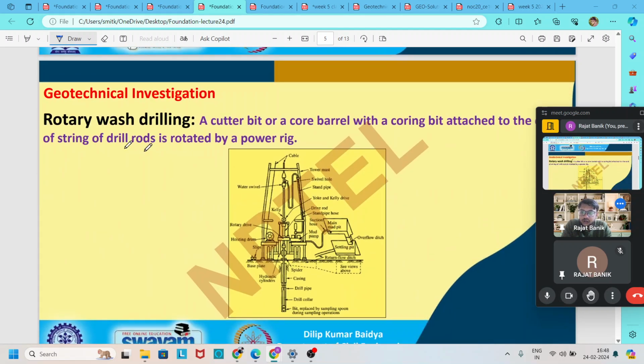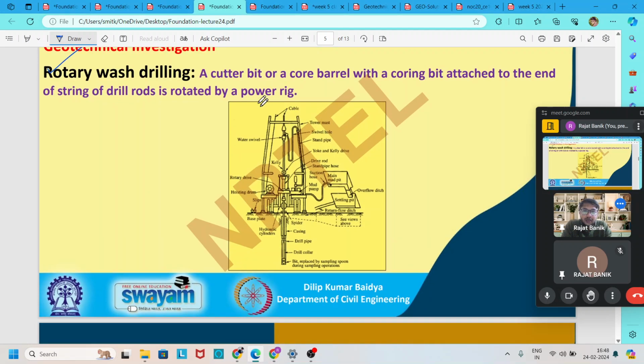Now, rotary wash drilling equipment. A cutter bit, or a core barrel with a coring bit attached to the end of a string of drill rods, is rotated by a power swivel. This is how this type of rotary wash drilling works.